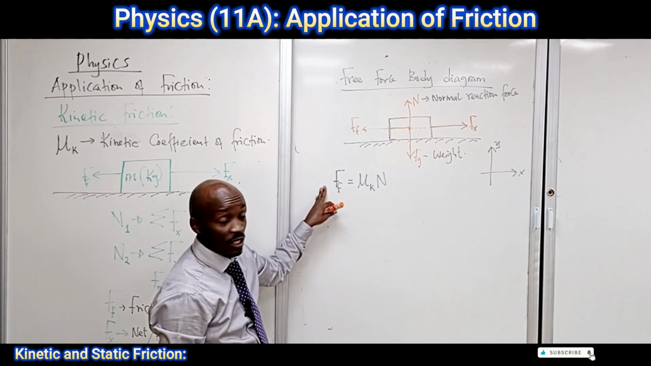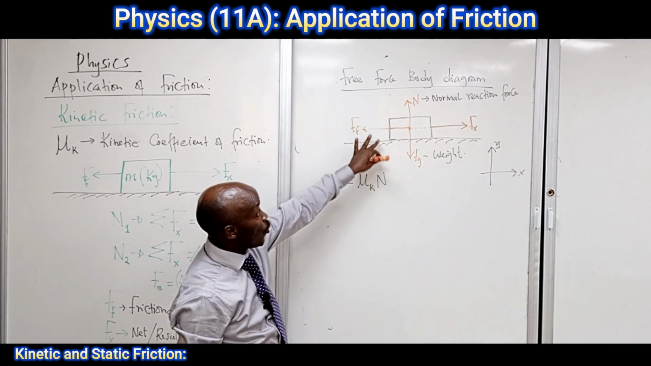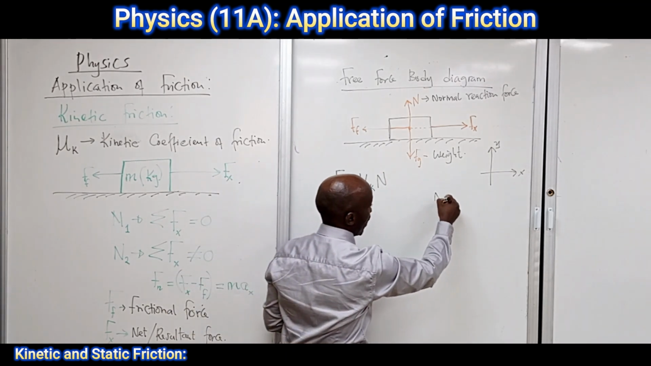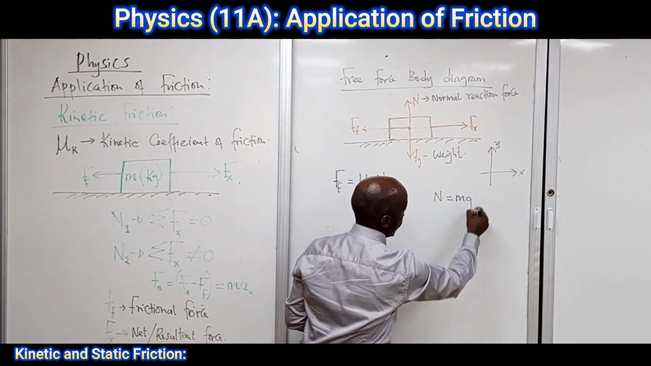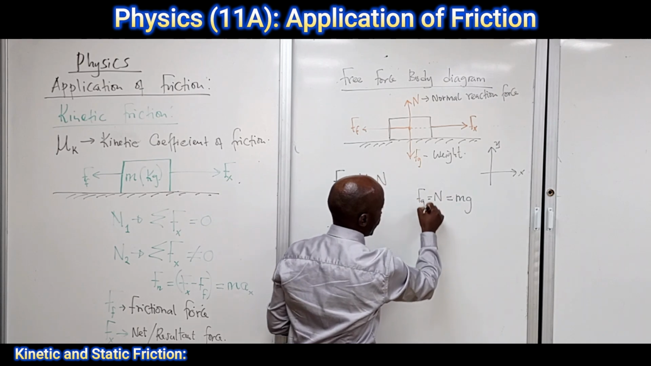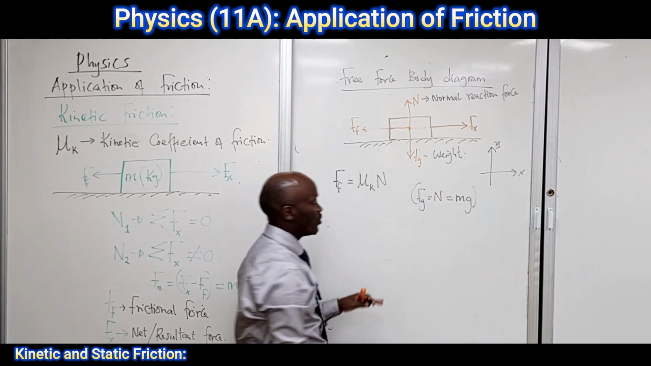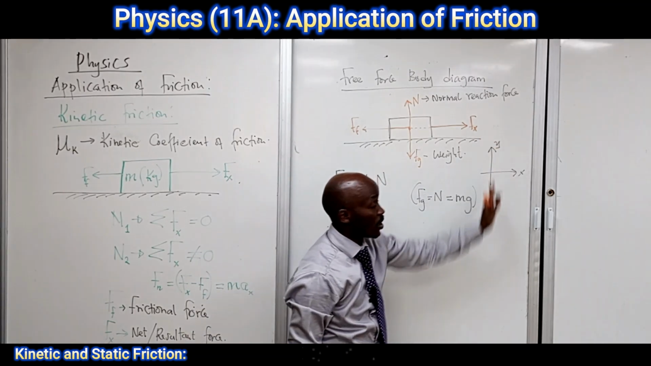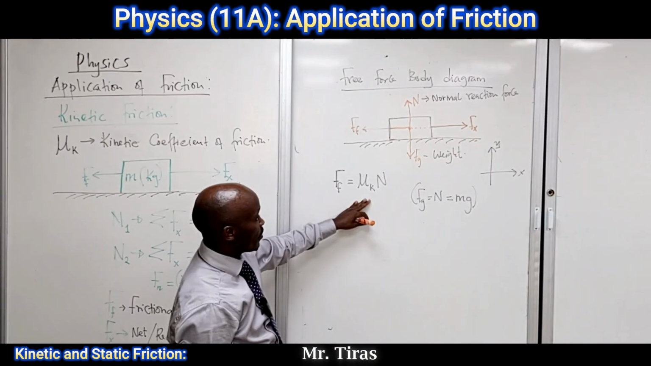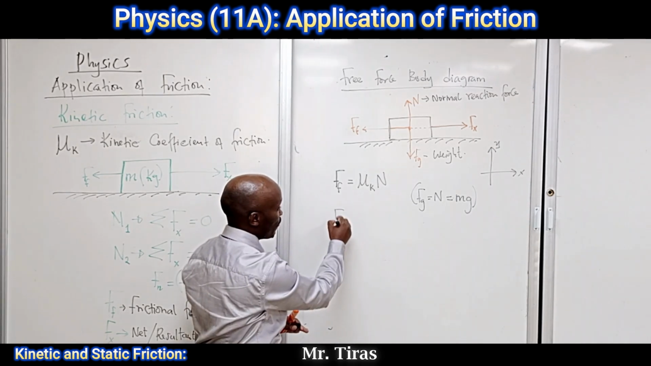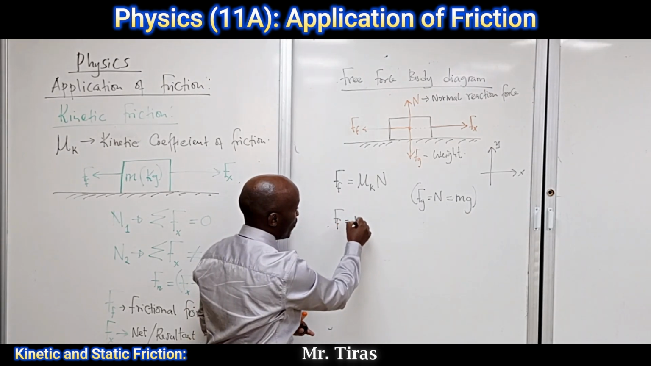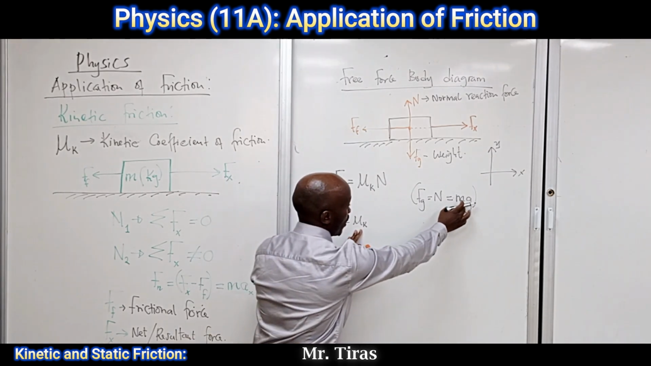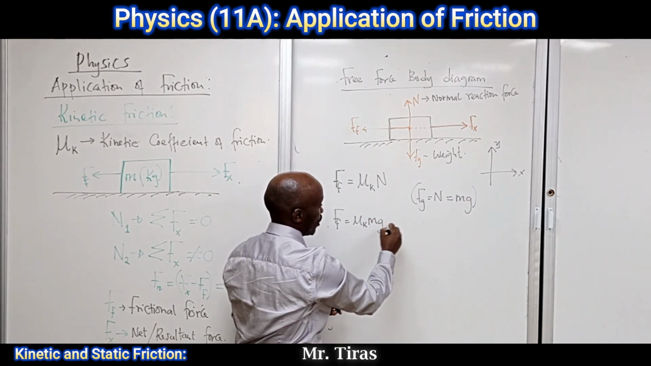Now, for an object that is horizontal on the ground, remember that N is equal to mg. So the normal reaction force is equal to the weight whenever the object is just on a horizontal ground, because we don't have any resultant motion along the y-axis. And that makes it very easy, because that means the friction force Ff is equal to mu k, and then you multiply by mg, that is mu k times mg, and that gives us the friction force.